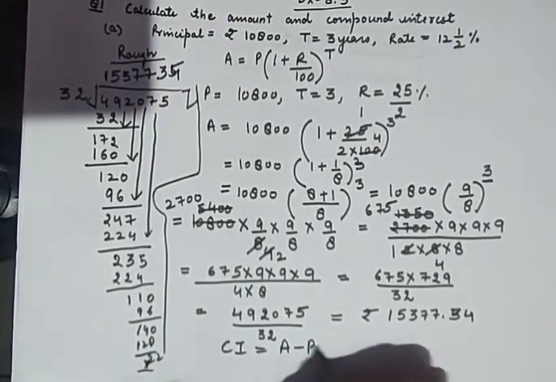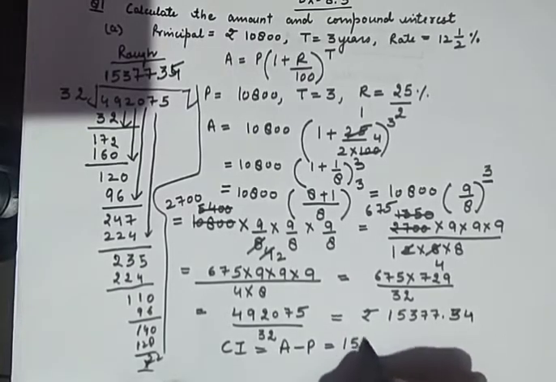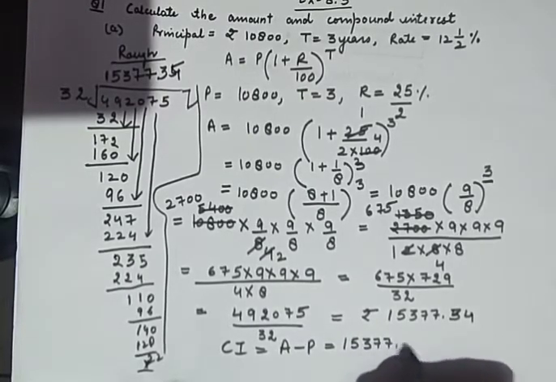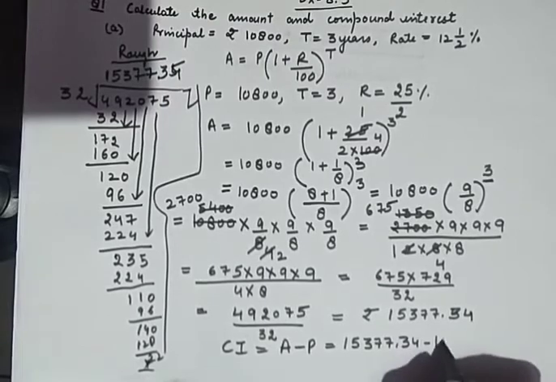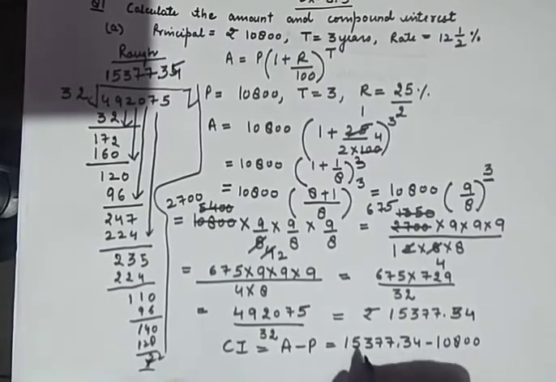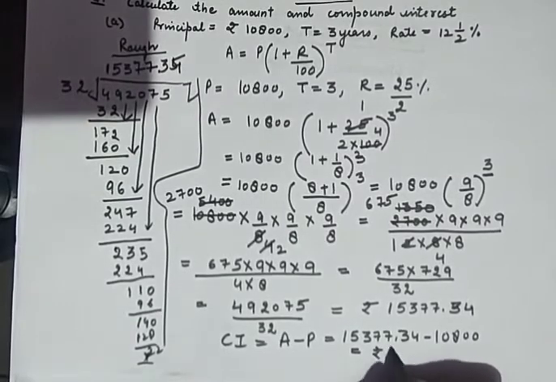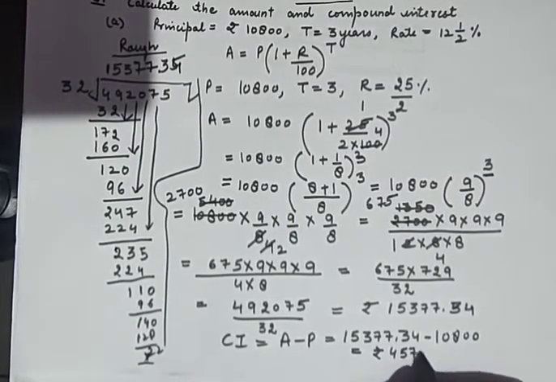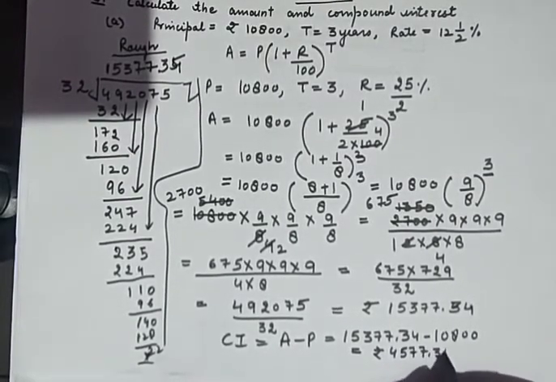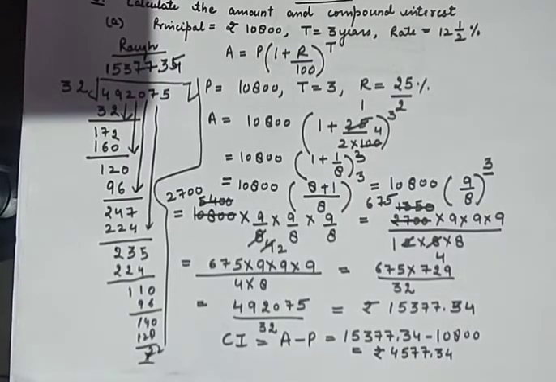But I have to find out my CI also, and I hope you know that the formula for CI is A minus P, that is 15377.34 minus 10800, right? So the answer will be rupees 4577.34. So this is all about the amount and compound interest for part number A.